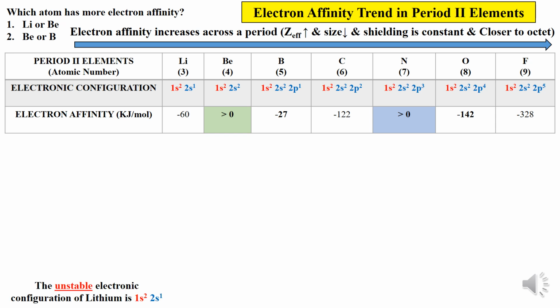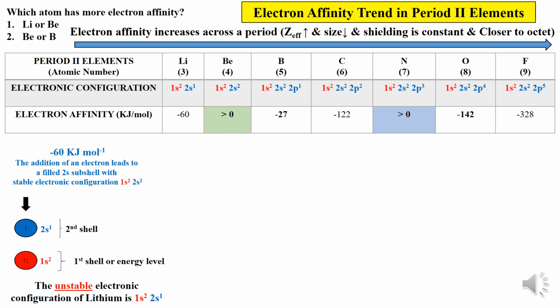Now the electronic configuration of lithium is 1s2, 2s1: 2 electrons in the 1s orbital, 1 electron in the 2s orbital. Now the added electron goes to the 2s orbital. So addition of an electron leads to a filled 2s subshell with stable electronic configuration 1s2, 2s2, and that is why it is an exothermic process shown by a negative value of minus 60 kilojoules per mole. And what about beryllium?